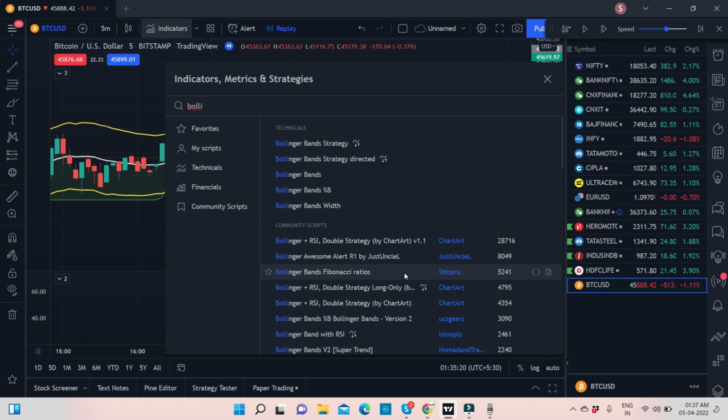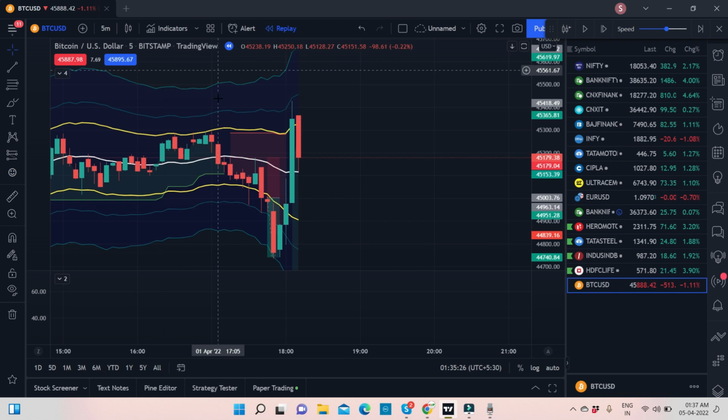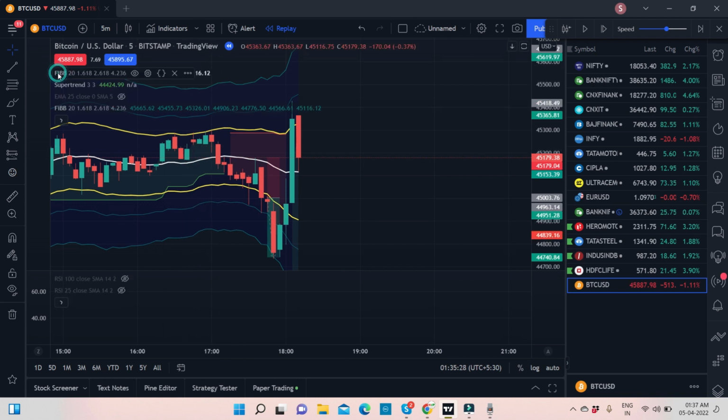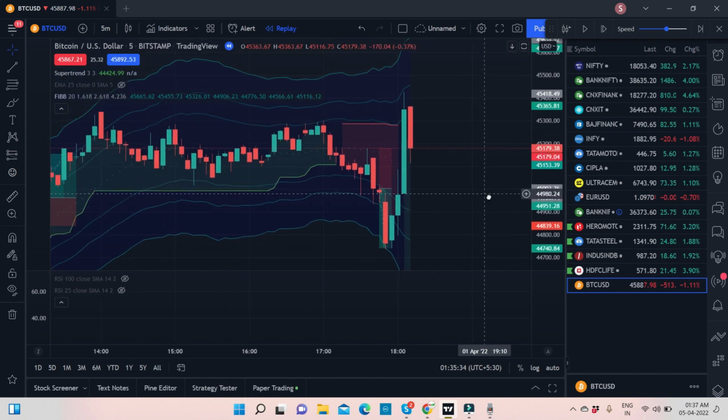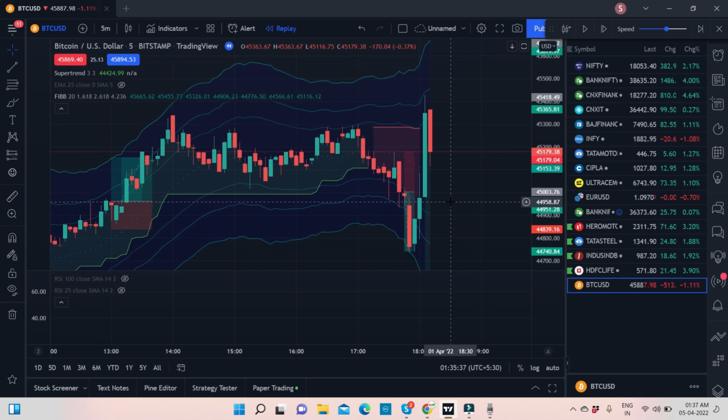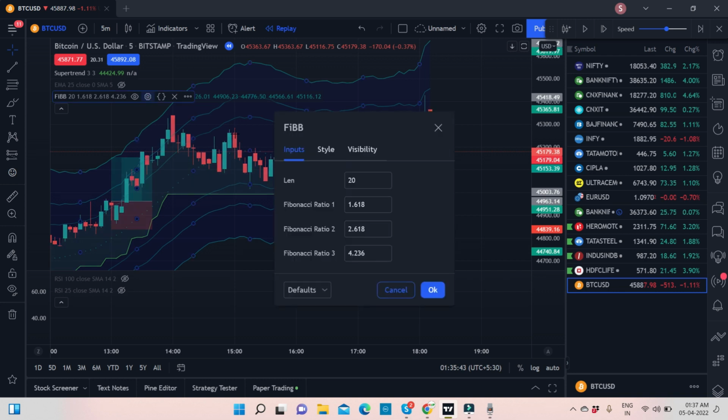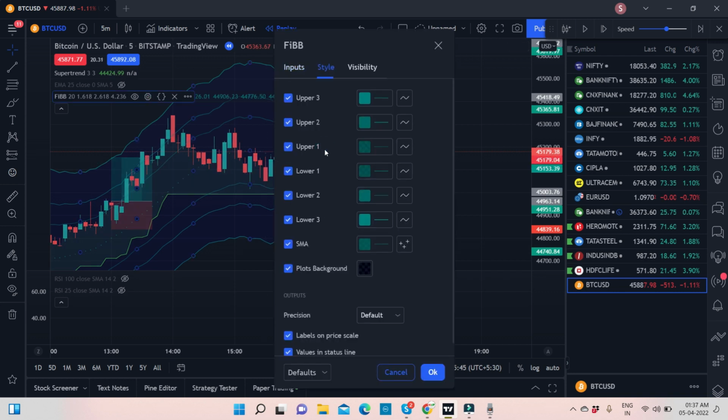Okay, you have to select this one. You have to click on this, and once you do this, you will get something like this to see. Okay, I'll just delete the previous indicator from here. Give me a second. Right, so this is how you will see on your screen. Now what you need to do, you need to make some changes in this. You need to click on the settings option and go into the style.